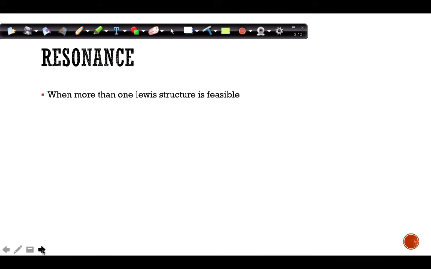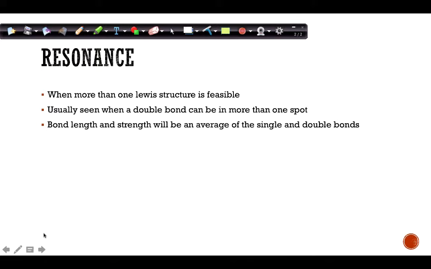All right, so resonance happens when more than one Lewis structure is possible. So usually you're going to see this when a double bond can be placed in more than one spot. So if you have resonance, the bond length and the bond strength is actually going to be an average of the single and the double bonds, or if you have a triple bond in there somewhere too.